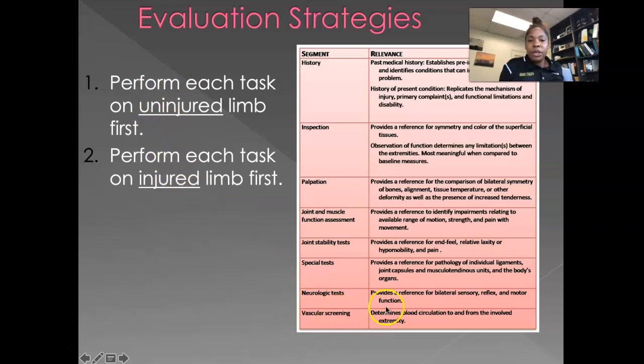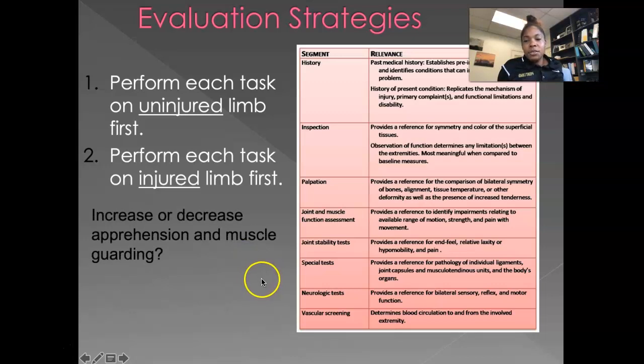Now, in terms of evaluative strategies, this table here is taken from your textbook, but it essentially has all of the segments or components of a patient evaluation. So it's history, it's inspection, it's palpation, and today we're going to be talking about special tests in this series. But we also need to consider a functional movement assessment, which will be part 2 of the series, joint stability test, which will be part 2 of the series, neurological screening and vascular screening, which will be in part 2 and part 3 of the series. Again, the focus of this series is to focus on history, inspection, palpation, and special tests.